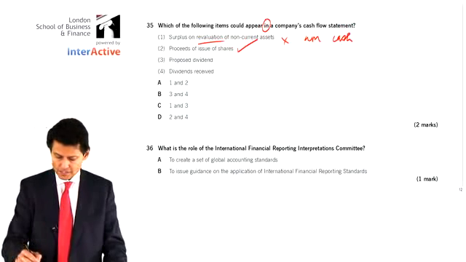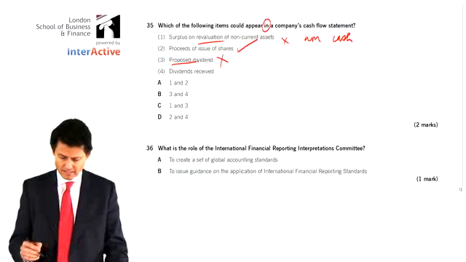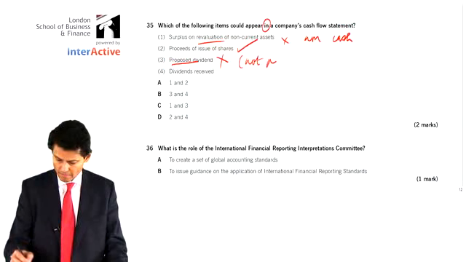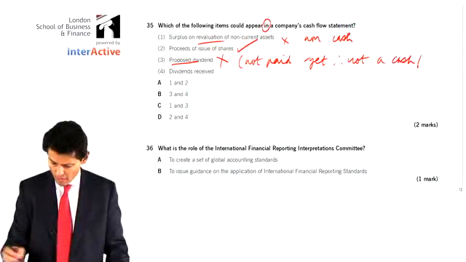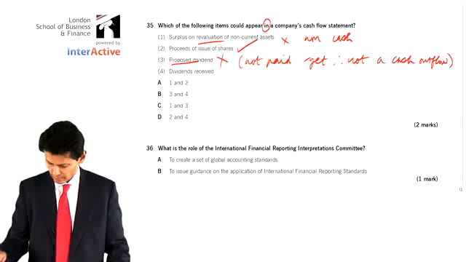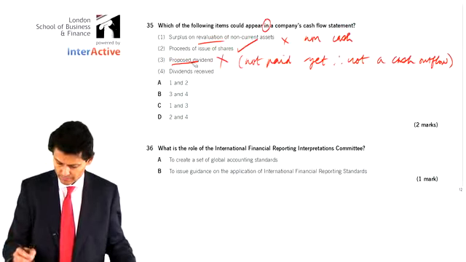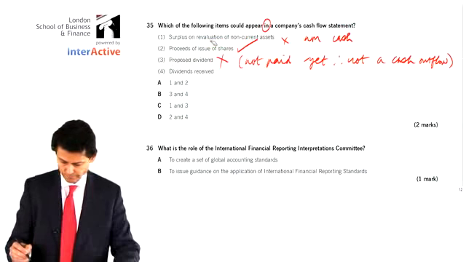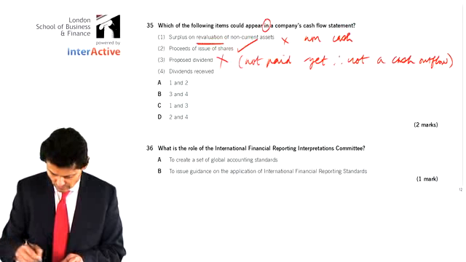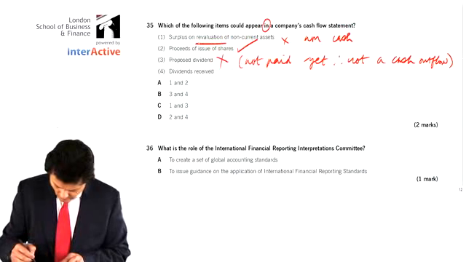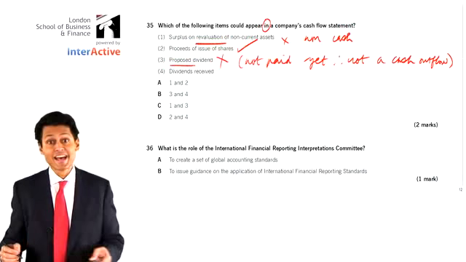Proposed dividend, nope. It's only proposed, hasn't been paid yet. So not paid yet, therefore not a cash outflow. Not a cash outflow. So just neaten that up a bit. Propose is the bad word there.